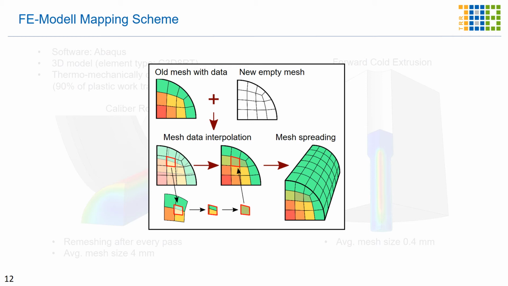Based on the surface areas that are intersecting, we are calculating weights for interpolating from the intersecting elements from the old mesh to the new element in the new mesh. After that, we are spreading the mesh in longitudinal direction to obtain a three-dimensional mesh for the forward cold extrusion simulation. The script was implemented in a combination of MATLAB and Python code.